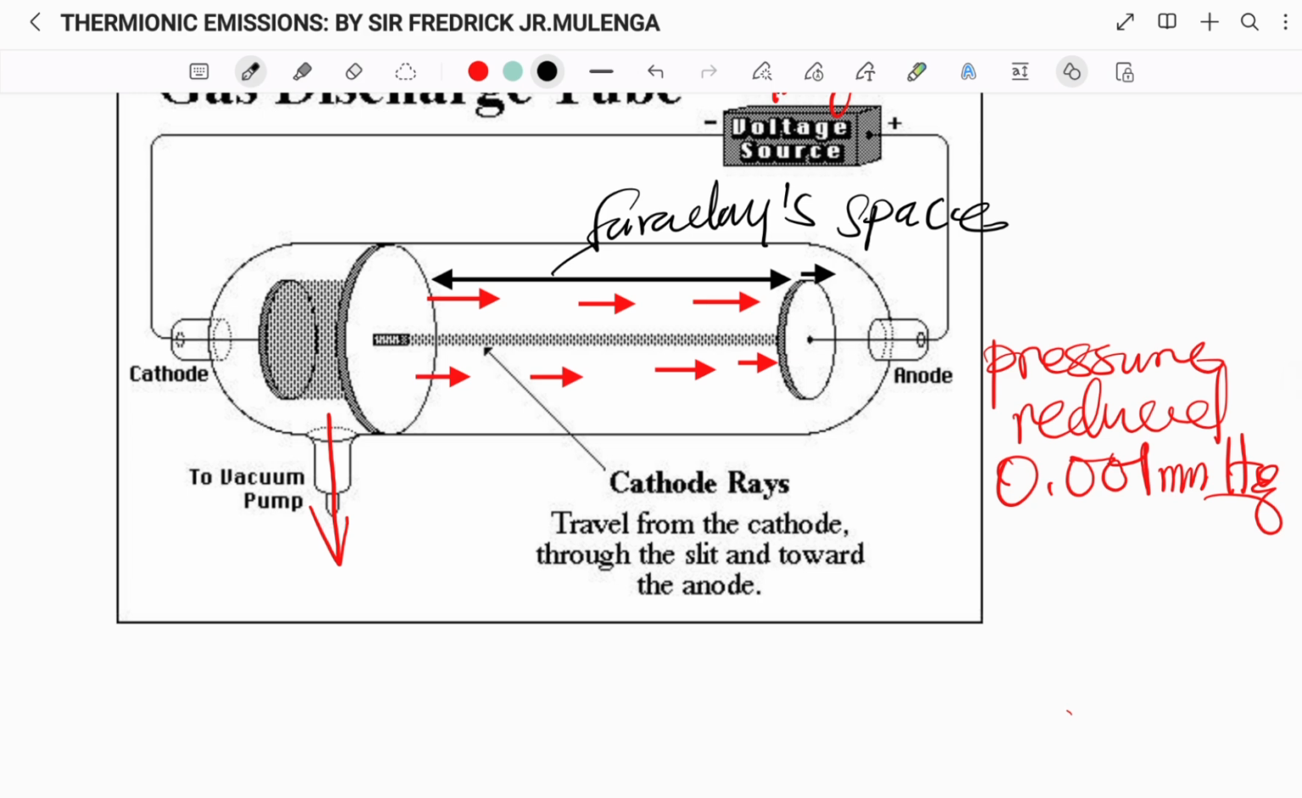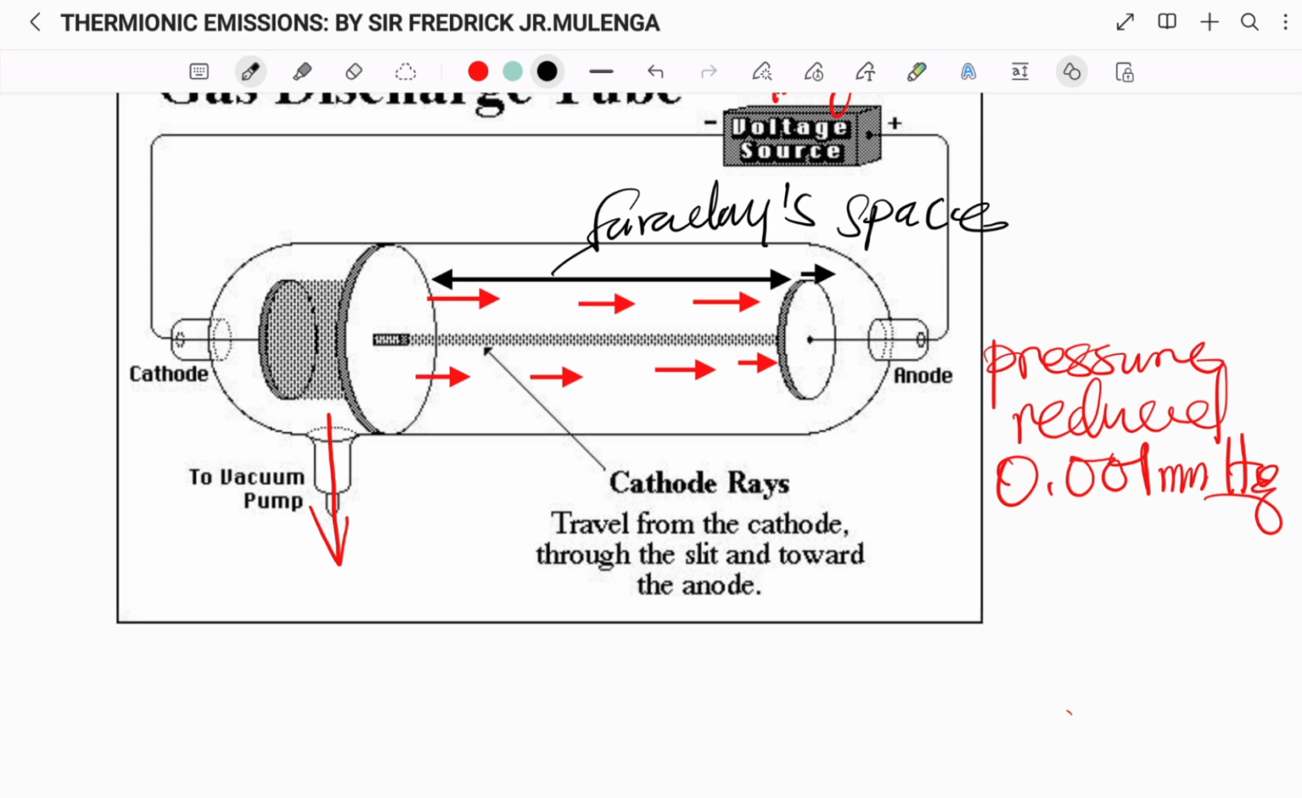Then you might ask, why did they give this stream of electrons the name cathode rays? It is because they were moving from the cathode electrode going to the anode. Hence, they are named cathode rays.